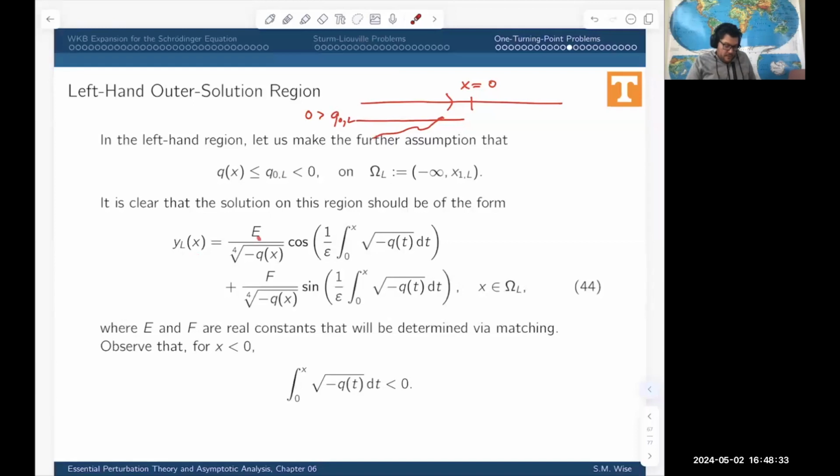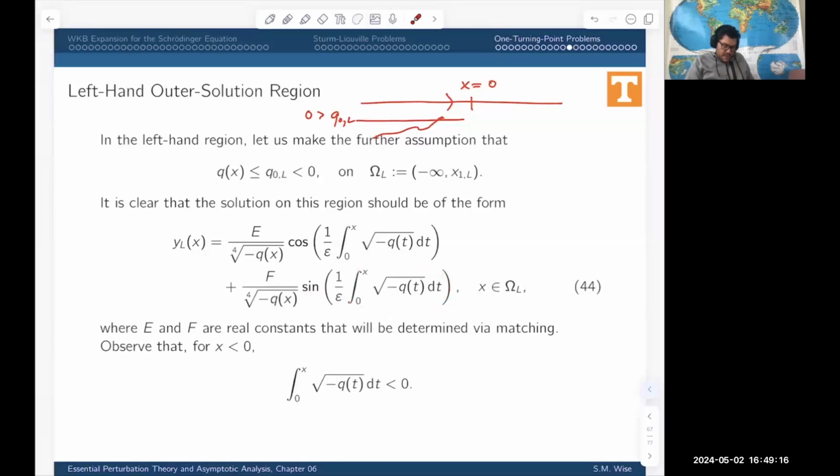So we have E over the fourth root of minus Q times cosine of 1 over epsilon times the integral from 0 to x of the square root of minus Q dt. And the same with the second linearly independent term involving the sine. The only difference is it's a sine instead of cosine. E and F are two real constants that have to be determined via matching. So let's examine this integral here and see if this makes sense.